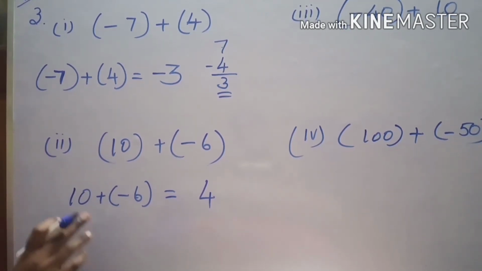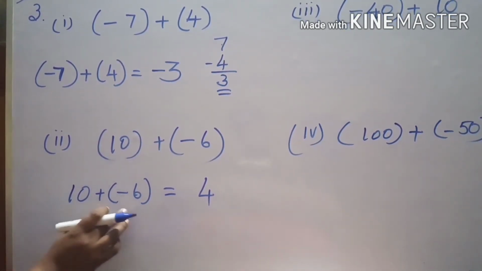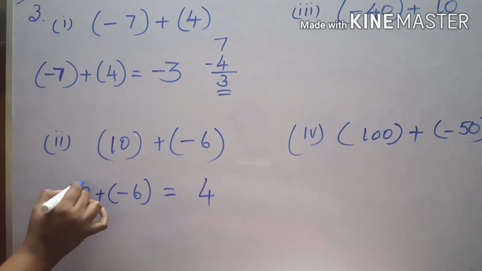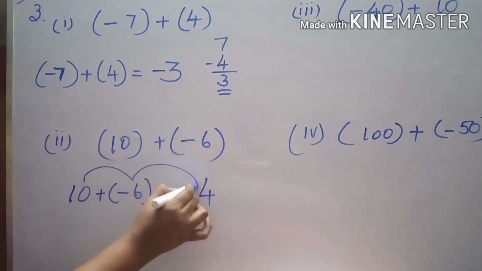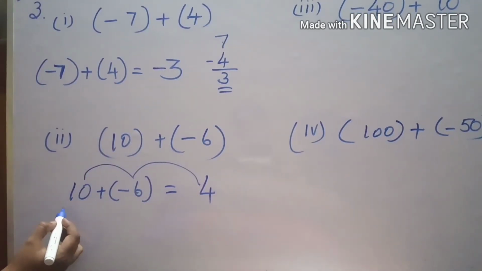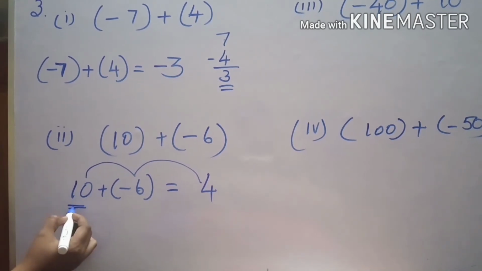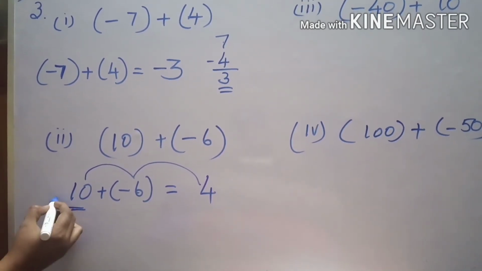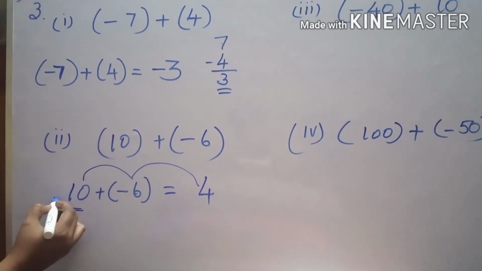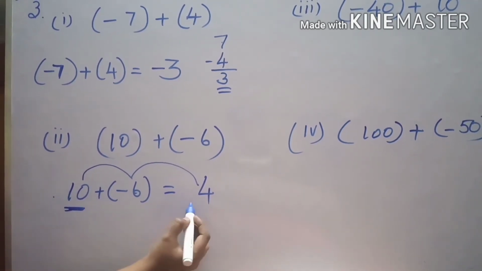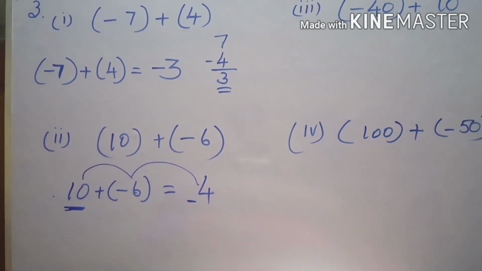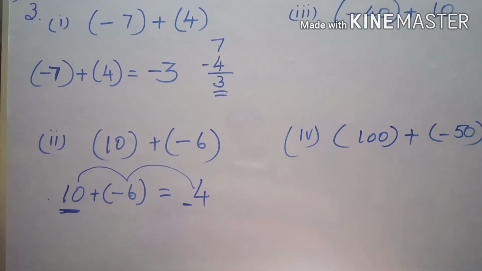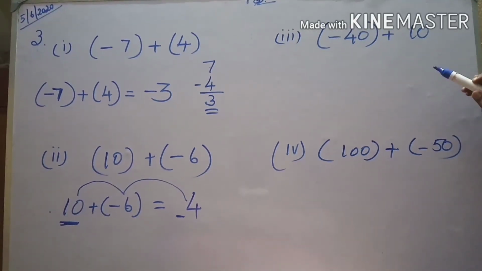Am I clear? Again I will repeat. 10 plus minus 6. Subtract the numbers first. 10 minus 6 is 4. Greater number's symbol. The greater number here is 10. The greater number's symbol is positive. 10 is a positive number. So no need to put a positive sign over here. Am I clear? Right. Third sum.